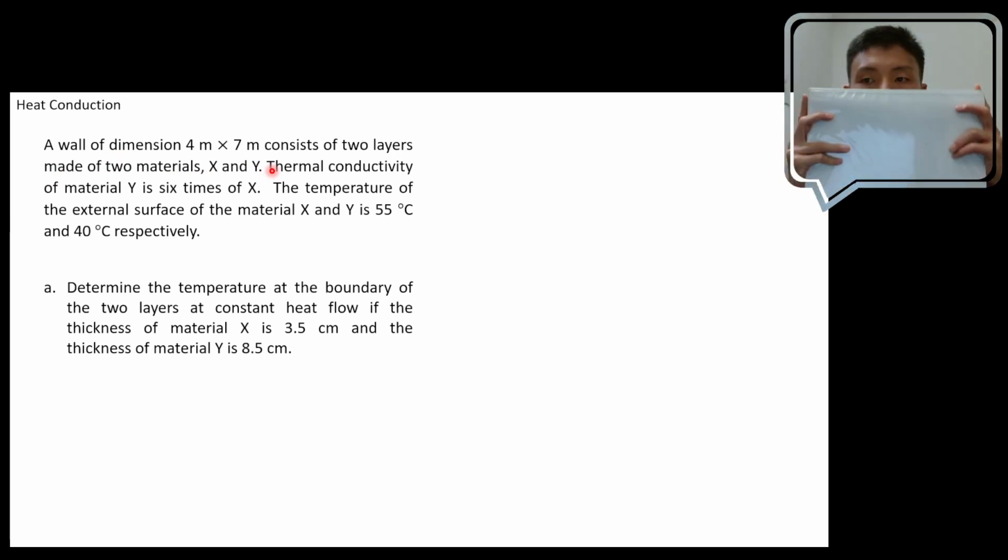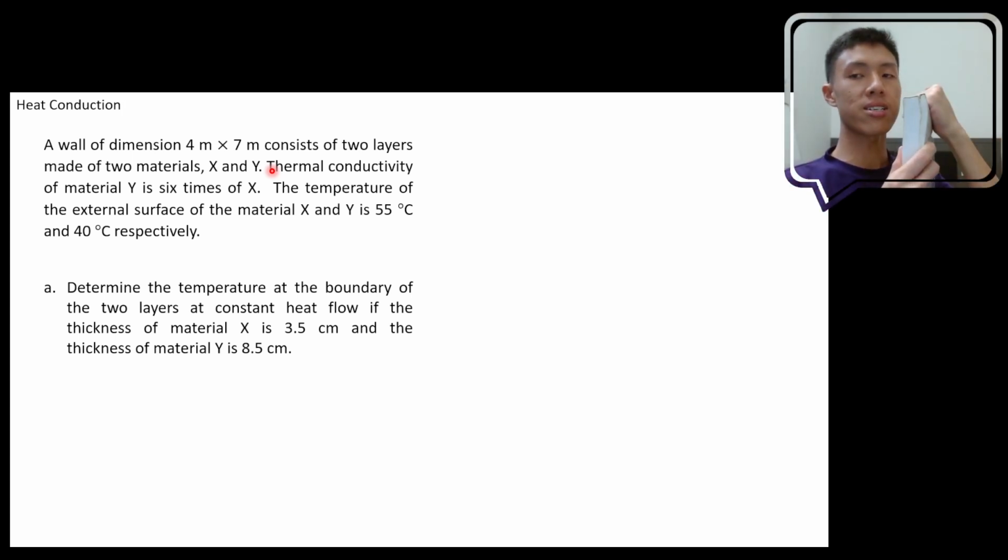So this, you can think of it like a wall. Okay, so here is 4 meter over here, then it's 7 meter over here. Then they say it consists of 2 layers, right? So if you move and look at it from this angle, you can see that there's 2 materials involved. One is material X and one is material Y. Okay, so they tell you that thermal conductivity of Y, which is this one, is 6 times of X.